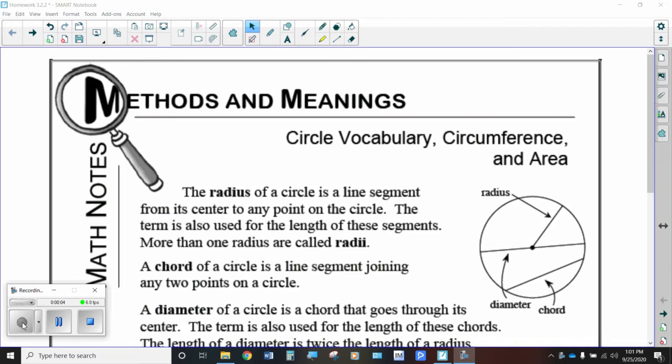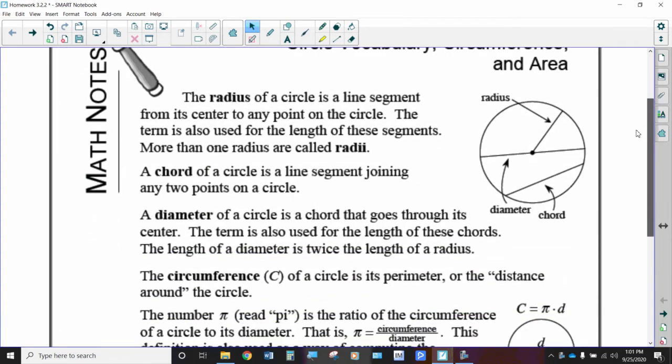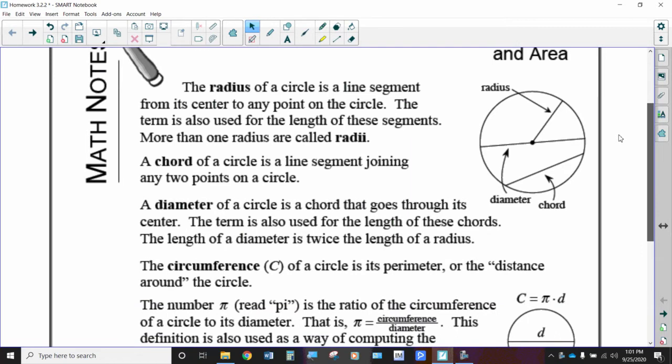Alright, let's take a look at our homework for lesson 3.2.2. Our M&Ms are covering circle vocabulary. Not quite sure why this is fitting in right now, but I guess why not?